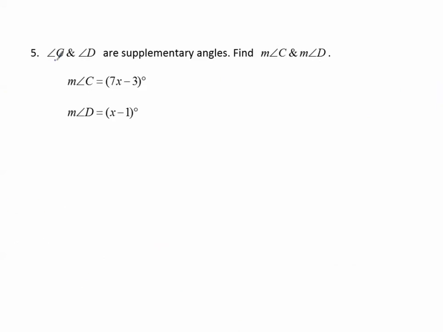Number 5, angles C and D are supplementary angles. Find the measure of angle C and the measure of angle D. So we remember that supplementary means a sum that equals 180 degrees. So that means when we add these together, it's supposed to make 180 degrees. Since they're already lined up vertically, I'm going to add them vertically. I see my like terms are already lined up. So 7x plus x makes 8x, because that's 1x. Negative 3 plus negative 1 makes negative 4. And the sum is supposed to be 180 degrees.